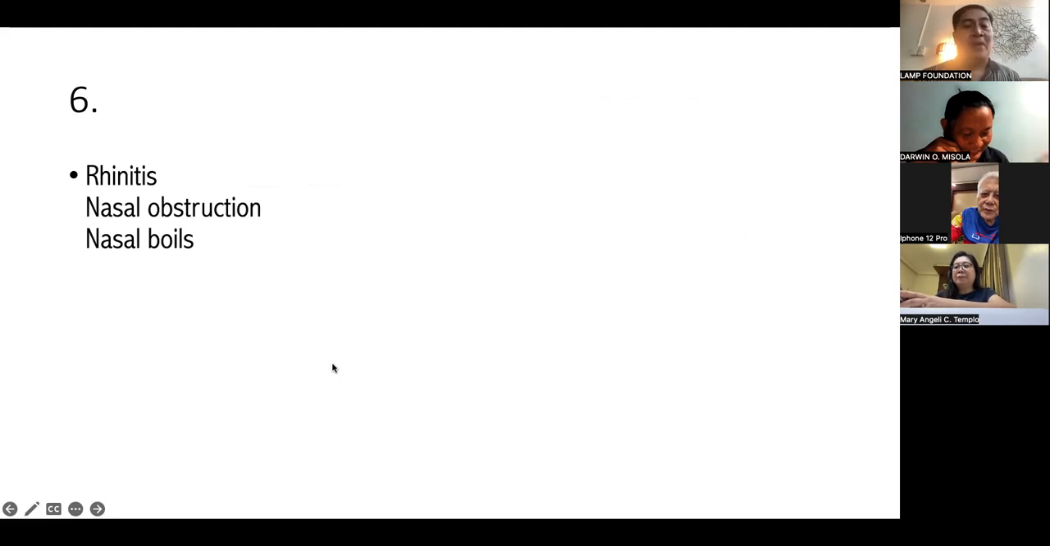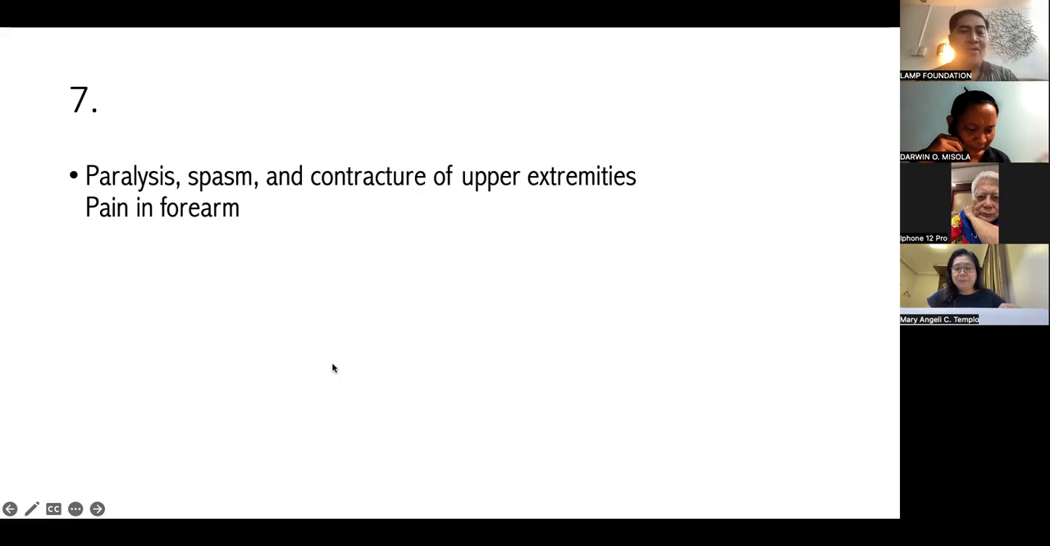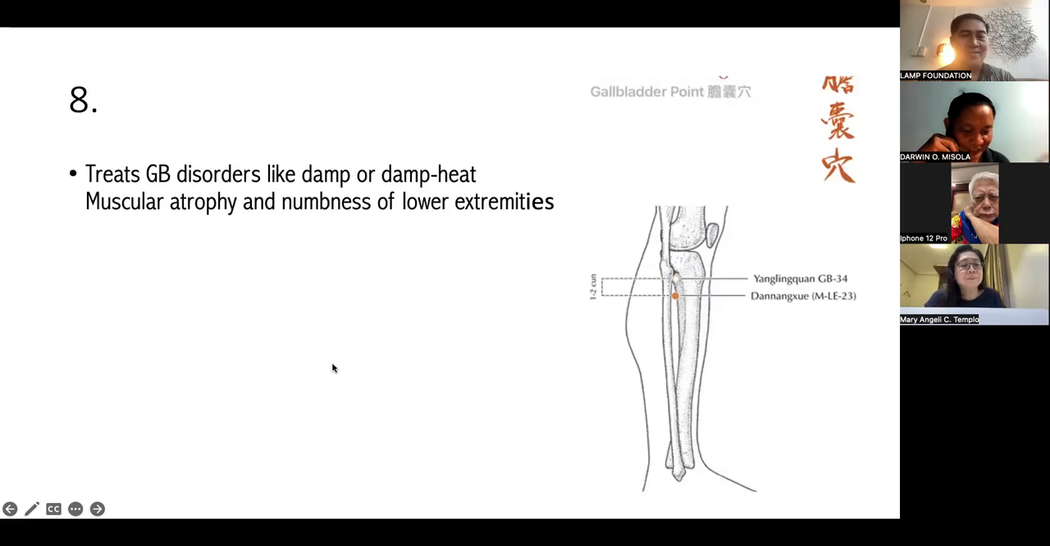Okay, ready yung boses ha. Again, yung clue alphabetical ha. So, nasa B na tayo. Okay, ano po yung extra point good for rhinitis, nasal, and nasal boils? Bitong. Wow. Ano po yung point? Extra point for paralysis, spasm, contracture of upper extremities, and pain in the forearm. Besyong. Okay, bitsum. Bisyong. Bitsum.